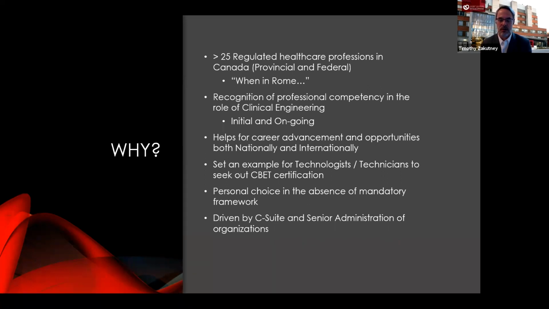Why do we do this? Why should we do it? It provides a recognition of professional competency, so that we don't get washed in the mix of just being another engineer who has some technical background and some managerial background. There is a really specific, specialized function and competency of clinical engineering. It does help for career advancement.